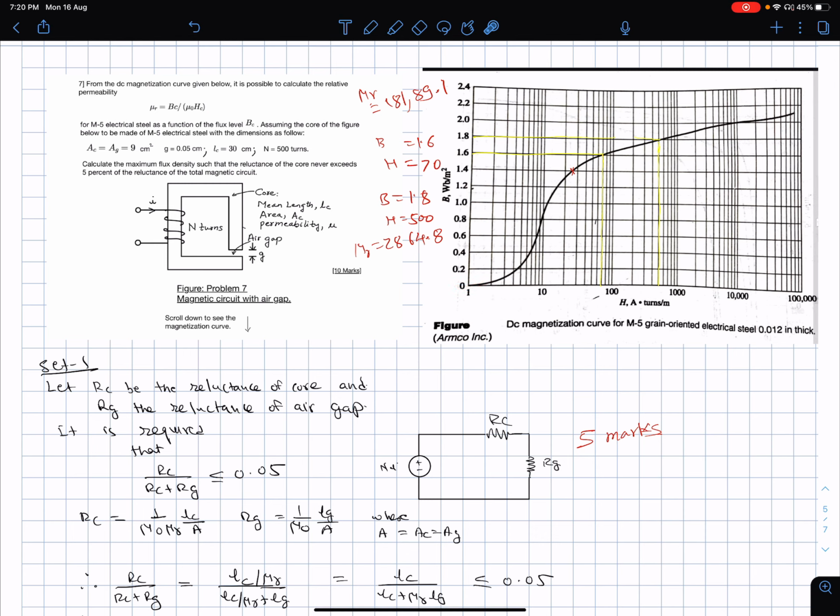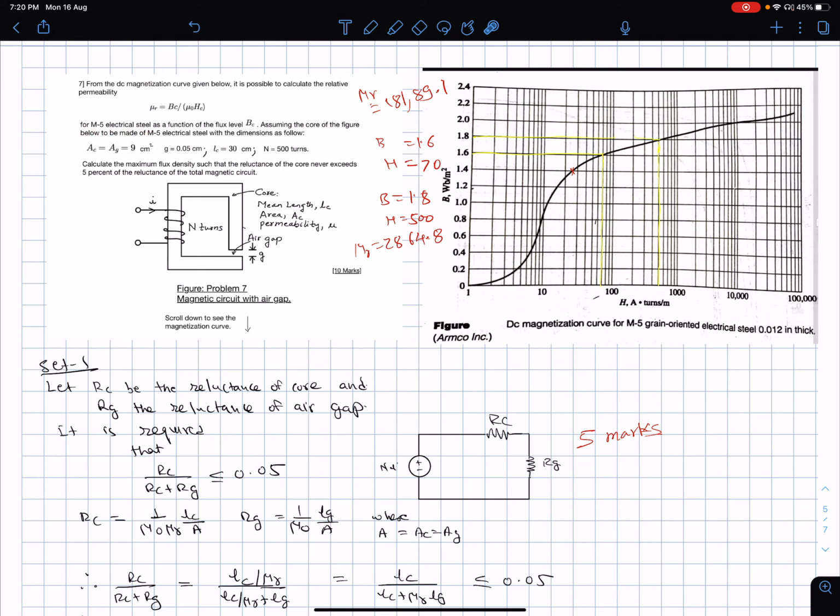If you want to calculate relative permeability at any point of time, take B divided by H, further divided by mu naught, because if you just take B by H, it is mu 0 mu r, so further divided by mu naught and you will get the mu r. And this you can calculate. This is for M-phi electrical steel as a function of flux level BC.